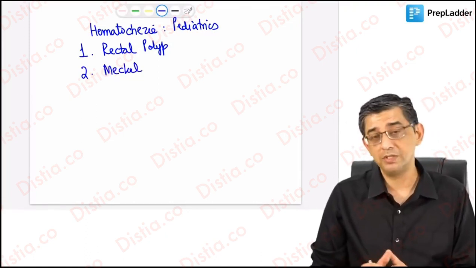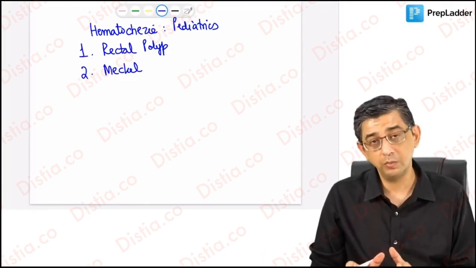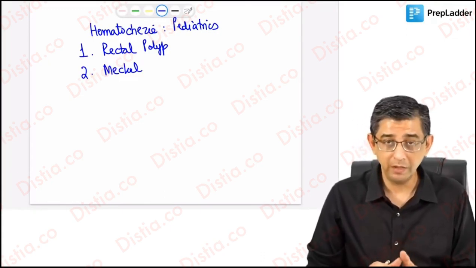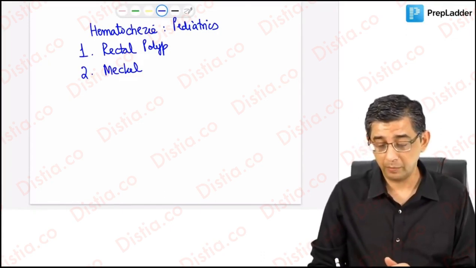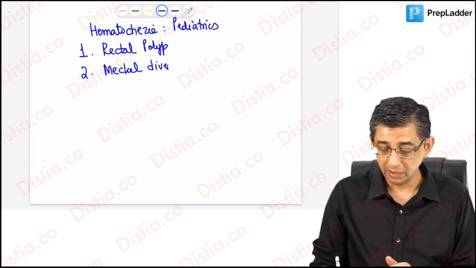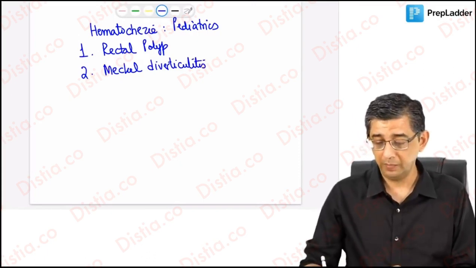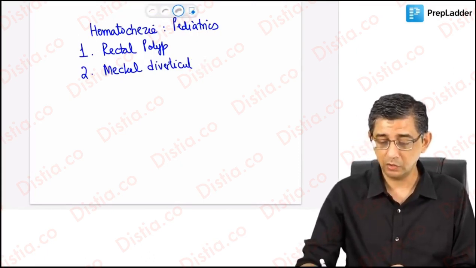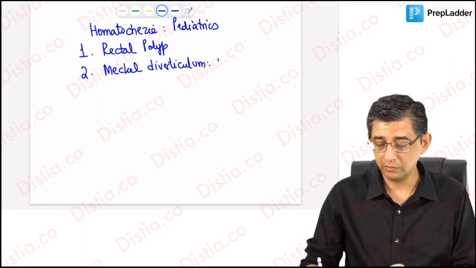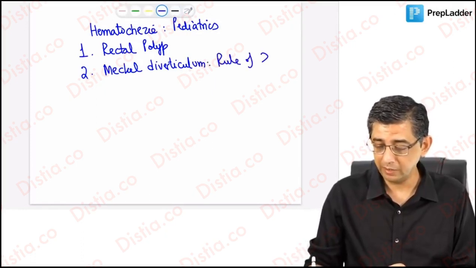You see, rectal polyp is anyway mentioned in the surgery book, that is in Bailey and Love, where it is given first. But even in Harrison, though both of them are given, because rectal polyp is written first, I would suggest you give that as an answer. Meckel's diverticulum per se is always going to follow the rule of two. That's relatively easy to comprehend.